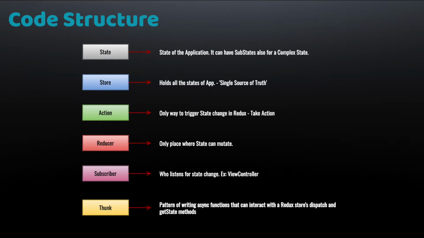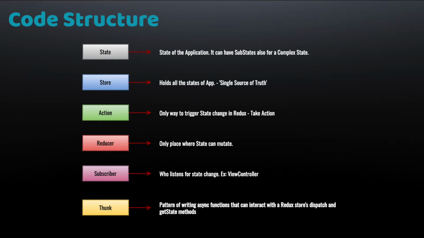After understanding the components of the Redux architecture, it's time to understand how exactly you will convert those components into code in your application or project. At the very first, we will have the state, which will basically be represented with the help of classes or structs. If your application has a complex state, it will be divided into substates also. The store, you already know, will be the place that holds all your application states and works as the single source of the truth in the Redux architecture for your application.